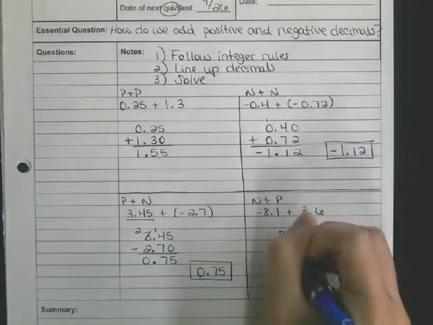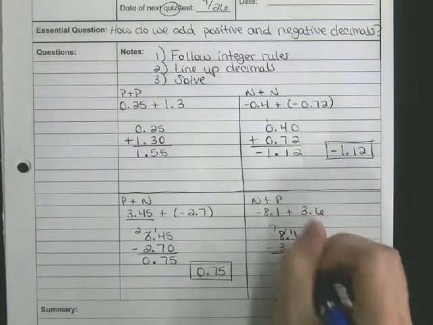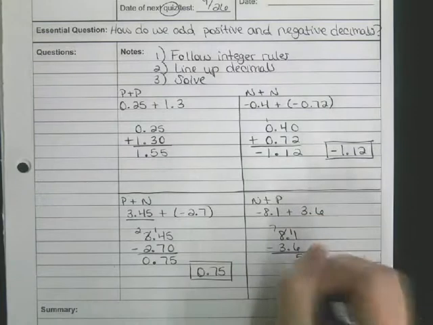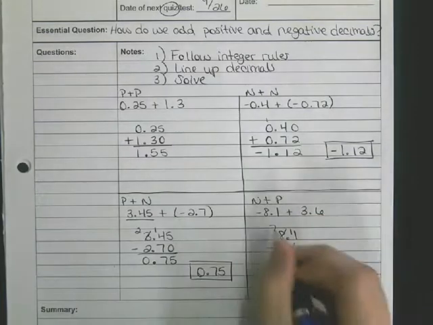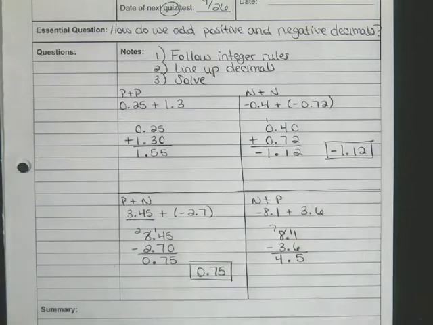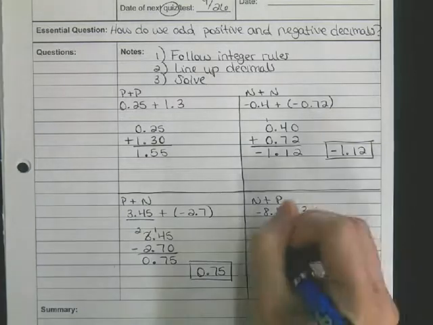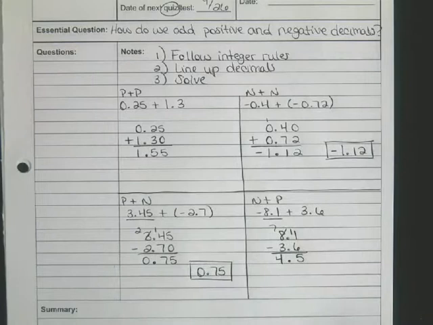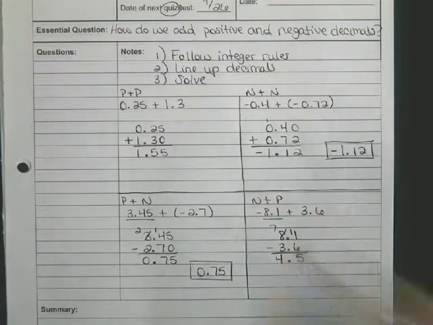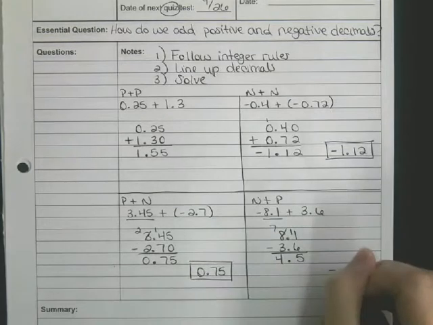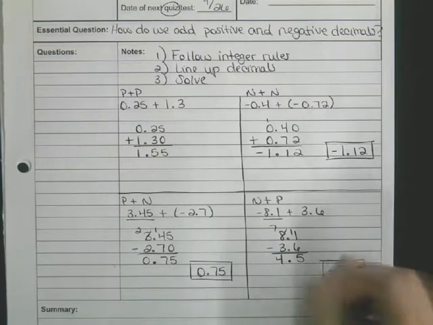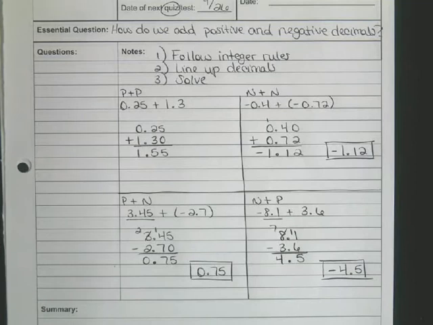So I'm going to borrow. 11 minus 6 is 5. Bring down my decimal. And 7 minus 3 is 4. Now, since the 8.1 was the bigger number, I see that there's a negative in front of that, so that means I have to have a negative answer. So it is negative 4.5. And that is how we add decimals that are positive and negative.